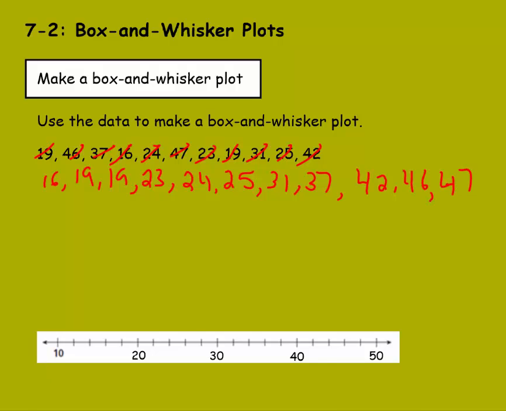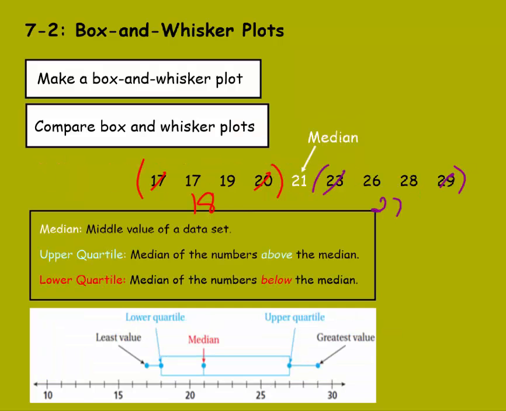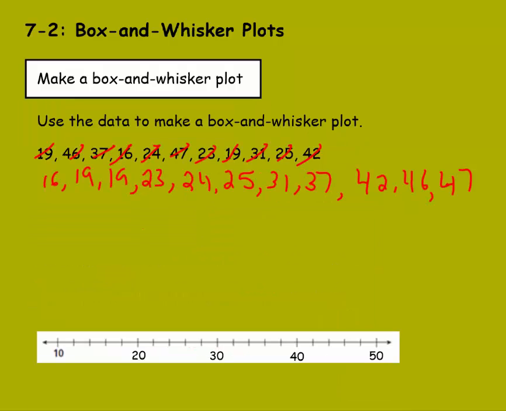Our first job for the box and whisker plot was to find the median, which is the middle of the data set. To find that, we could do 16 goes with 47, 19 goes with 46, 19 with that 42, 23 with that 37, 24 goes with the 31, so then 25 becomes our median. This is counting by 2's here, 22, 24, 26. So right in the middle of that, I'm going to place our median line.